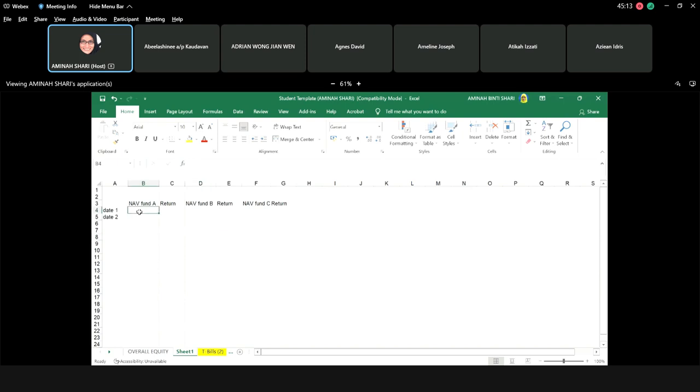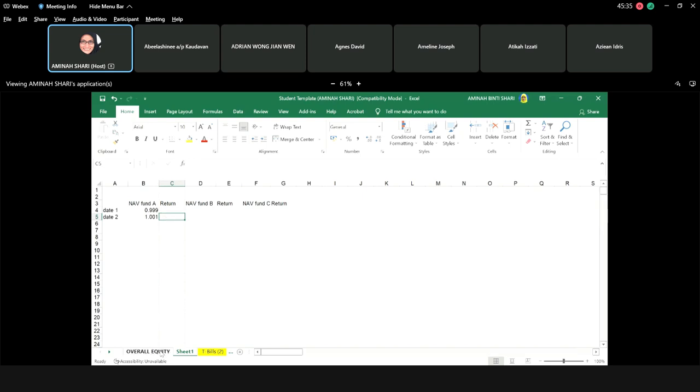Okay, contohnya return 1, 0.99 okay. Untuk tarikh yang kedua 0.8, 0.1 lah, 1.001 contoh. So how to calculate the return?